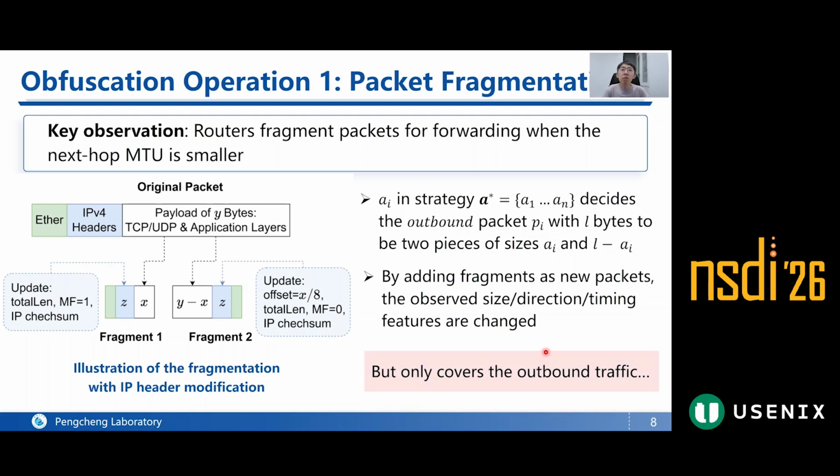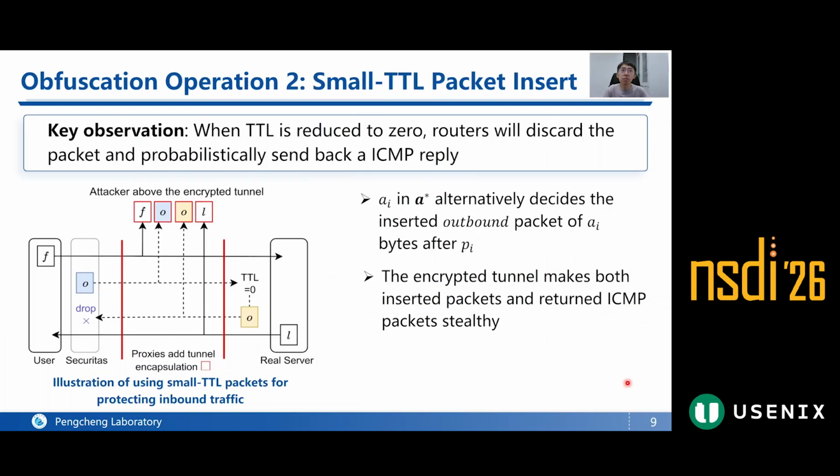However, this operation has a shortcoming. That's because OBF-A is deployed in the user network, so we can only fragment the outbound traffic. Therefore, in order to process the inbound traffic, we propose the second operation. It is the small TTL packet insertion.